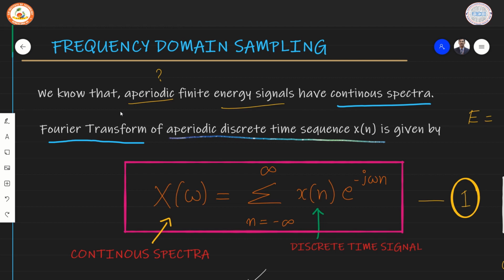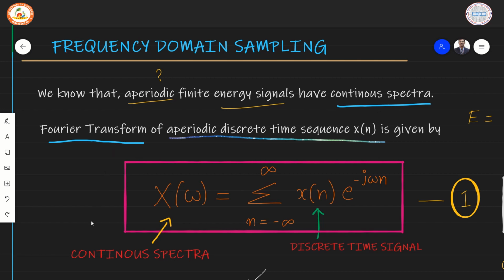Now why aperiodic finite energy signals? In nature, rarely do we encounter periodic signals. Information in general is available at a particular instant of time and then it changes. It doesn't repeat. So this is probably the more common type of signal that we encounter. An aperiodic signal which has finite energy, when you transform it to the frequency domain, will have a continuous spectrum.